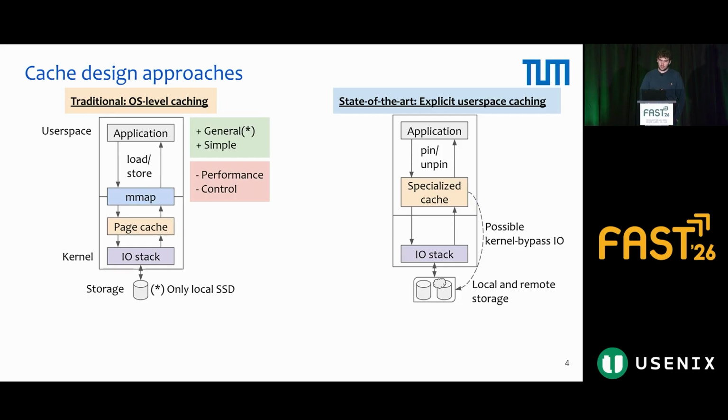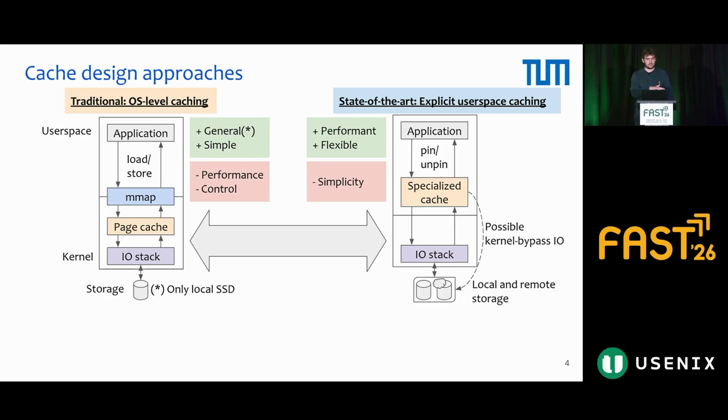So as a result, most applications nowadays implement their own cache in userspace. This offers better flexibility, and they can also leverage kernel-bypass I/O solutions like DPDK or SPDK. However, userspace caches impose an explicit interface with pin, unpin, or acquire and release on the application because they cannot rely on page faults. This makes the application more complex and pushes the cache to be specialized to a single application. So we have on one hand OS-level caching that is relatively simple and general, and explicit userspace caching, which is flexible and performant. Can we overcome these limitations?